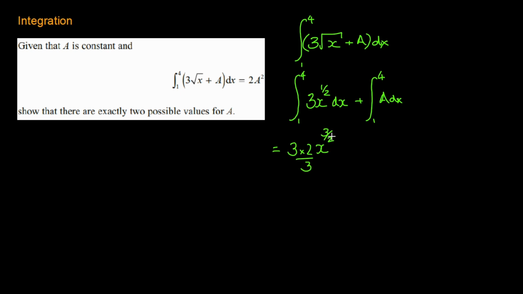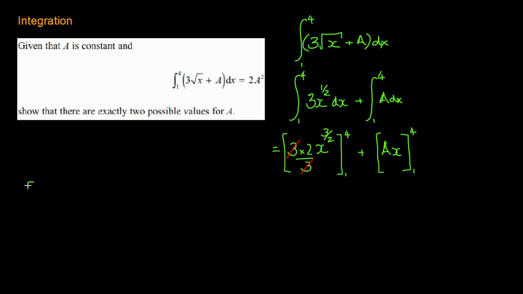If I want to differentiate this term, 3 over 2 comes straight down. It cancels with the 2 over 3 to leave 3. And yes, the power of 3 over 2 dropping by 1 becomes a half. And this will be done between limits of 1 and 4, plus the integral of a dx, which is simply ax, again between the limits of 1 and 4. And before we go any further, 3 on the top cancels with the 3 on the bottom there.